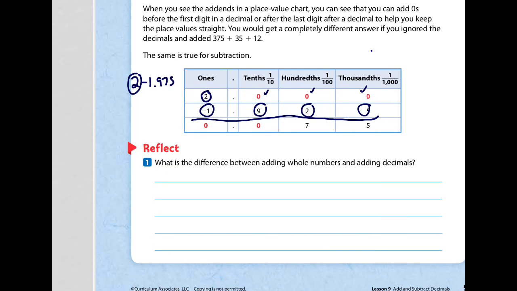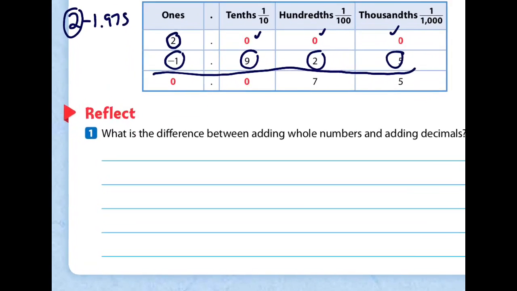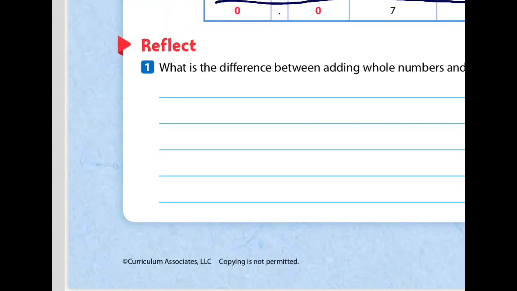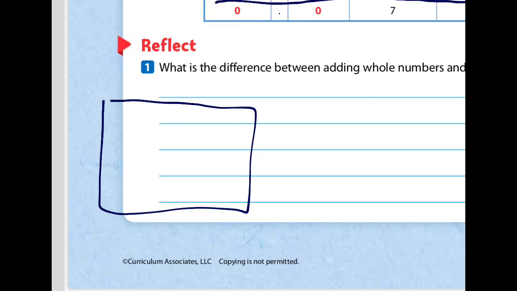Now, in the last part you're going to do is your reflection. So this is where it says, what is the difference between adding whole numbers and adding decimals? Now, I want you to write about it. I want you to think about it. I want you to think, if I were to show you these two problems, let's say you had 3 plus 72, you would just do 72 plus 3, add them up, right?